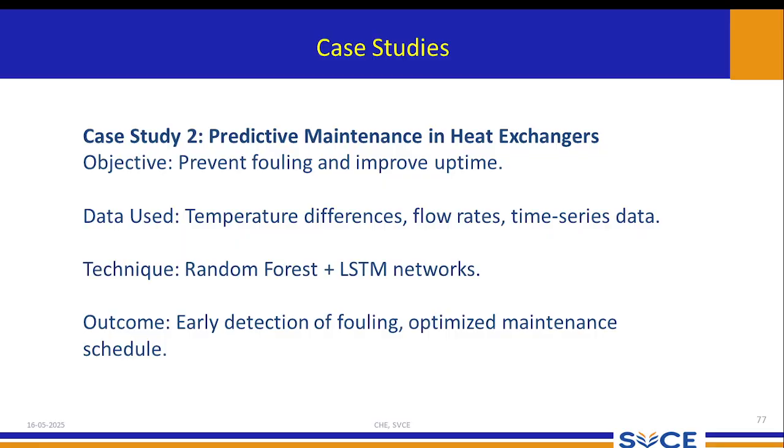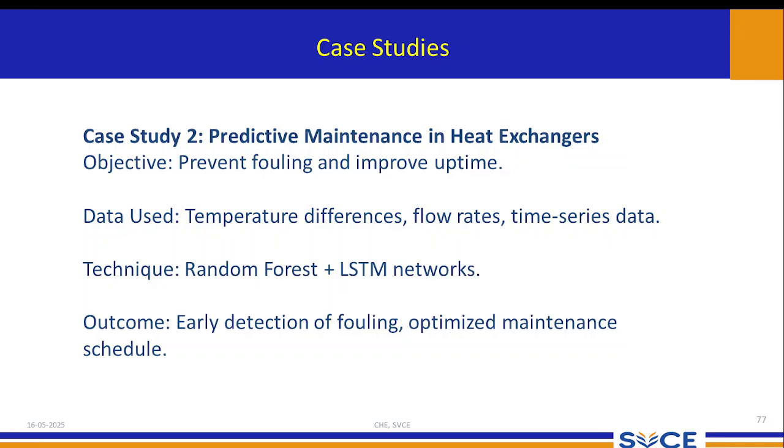Coming to the second case study, which we extensively discussed in the previous lecture, predictive maintenance in heat exchangers. The objective is to prevent fouling and improve uptime. When you prevent fouling, or extend the interval between fouling repair maintenance, obviously that will help you have a low maintenance cost. Otherwise, frequent shutdowns or frequent maintenance will incur cost for the process. The data used is temperature difference, flow rate, and time series data.